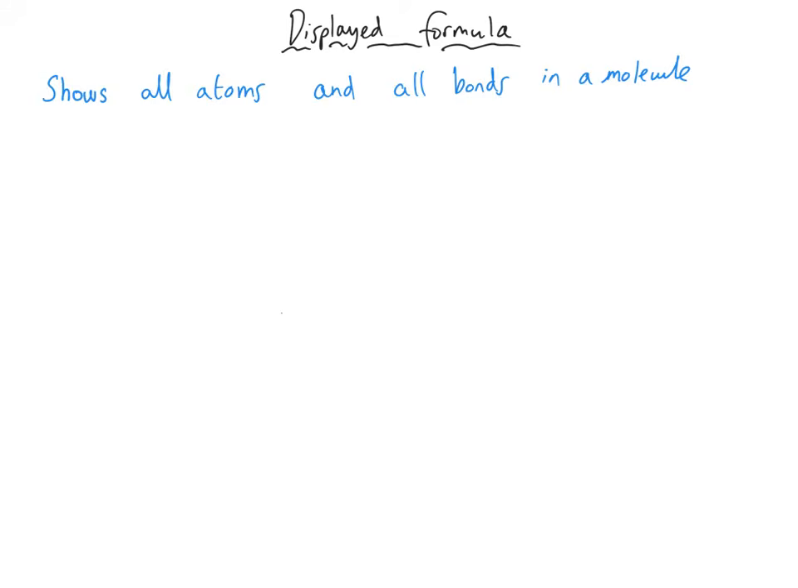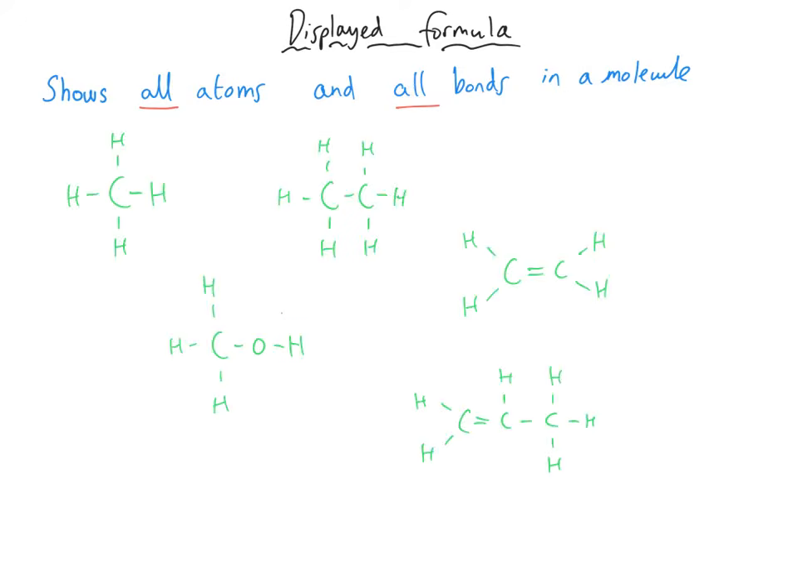Now what displayed formula does is it shows all the atoms and all the bonds present in a molecule. If we have a look at these examples, you can see we've got methane up here, which has got 1 carbon atom in the middle and 1, 2, 3, 4 bonds for the carbon, 1 for each of the hydrogen, and we've got this molecule here, which is methanol, and we can see all the atoms in each case that are present in the molecule and how they are bonded together.